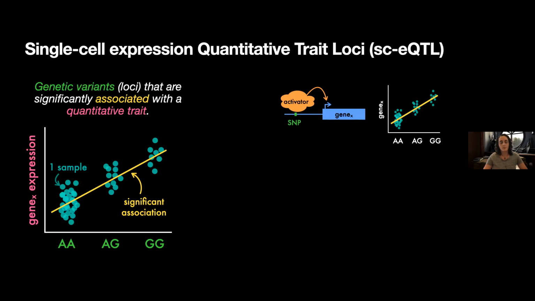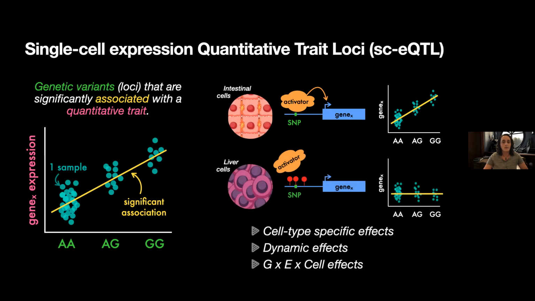So that seems simple enough, but these types of regulatory mechanisms are really hard to find in bulk sequencing data. And one of the reasons for this is that the cellular context is really important. So for example, perhaps this regulatory mechanism exists in intestinal cells, but in liver cells, this region might be really heavily methylated. So the genetic variant at this site will have no impact on expression levels. So the promise of single cell data and single cell eQTL mapping is that we'll be able to find these cell type specific or even dynamic eQTL, which are only present at certain developmental stages.